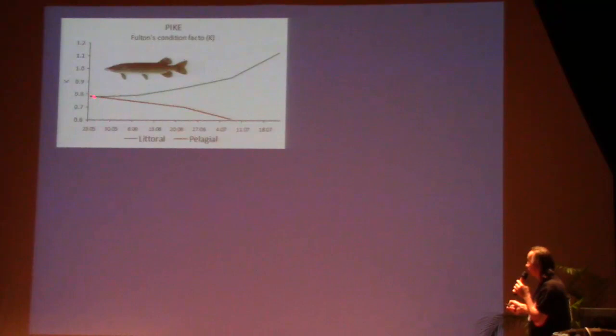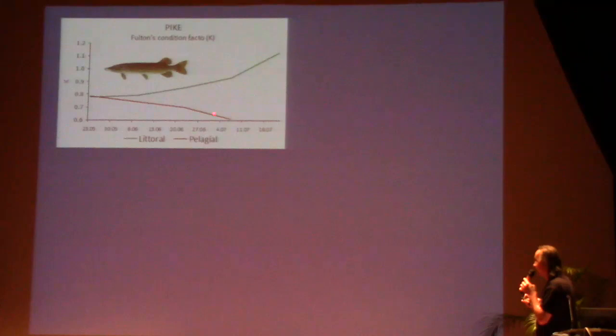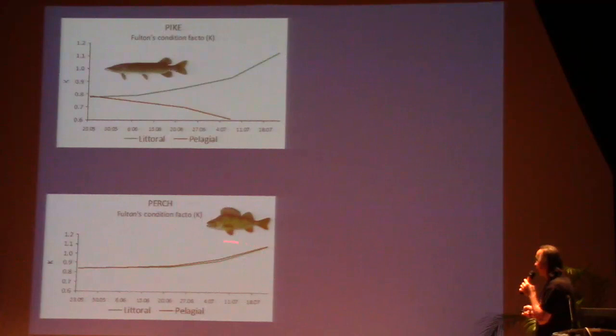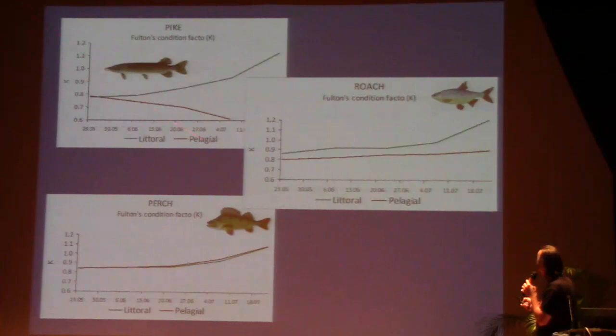And this was very clearly seen also in the pike condition. These guys who lived amongst macrophytes fared quite well and got fatter and fatter, but the group who lived in the open water, they just disappeared. They went thinner and thinner, and then there was an end of them. There was no more of them in the open water. The perch, there was very little difference in the two zones, and for roach, these littoral zone roaches were a little bit fatter, and this difference remained.